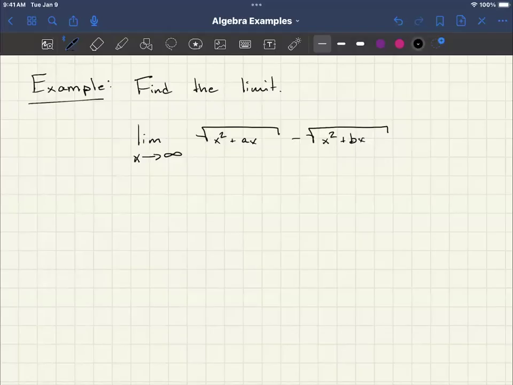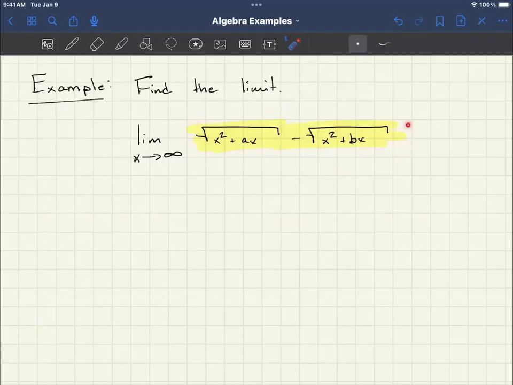I'm Dr. Finch. Today we're going to look at this example where we're finding the limit as x goes to infinity of the square root of x squared plus ax minus the square root of x squared plus bx. One thing that you might notice is that the focus is going to be on this inner stuff right here. So if you don't know much about limits, that's okay. The main thing that we're going to do is a bunch of algebra to make that whole thing in yellow more legible.